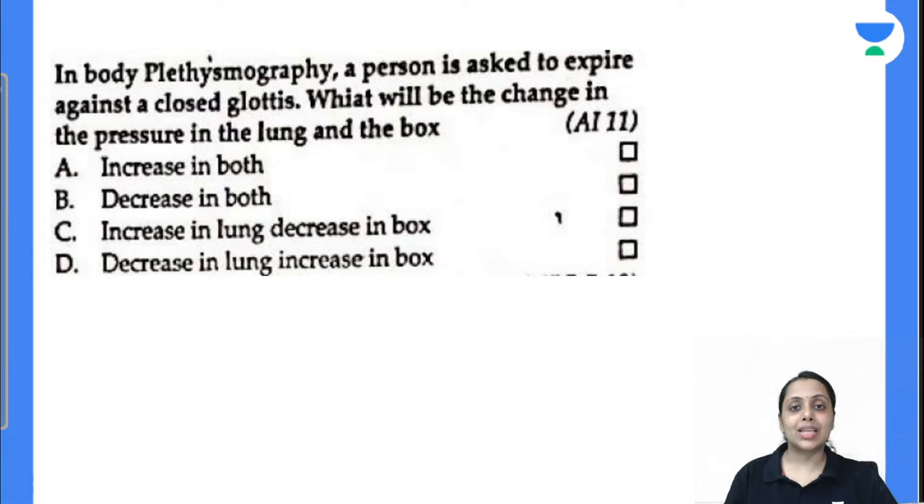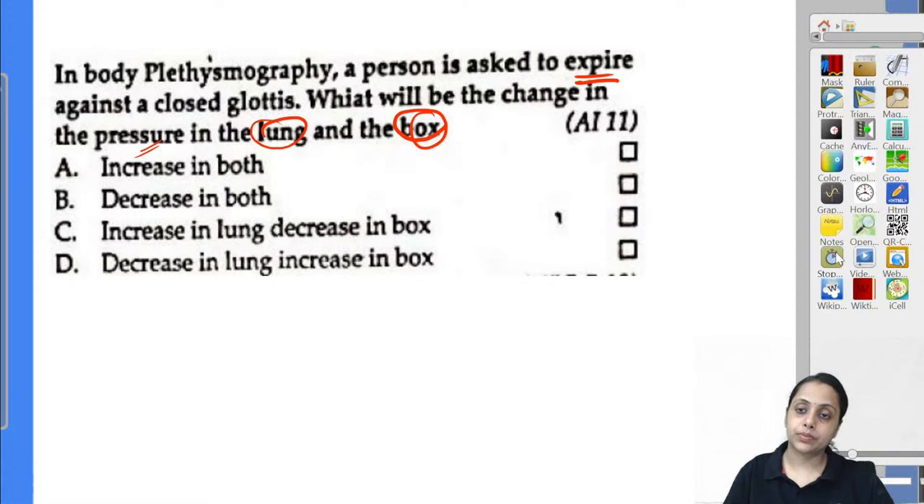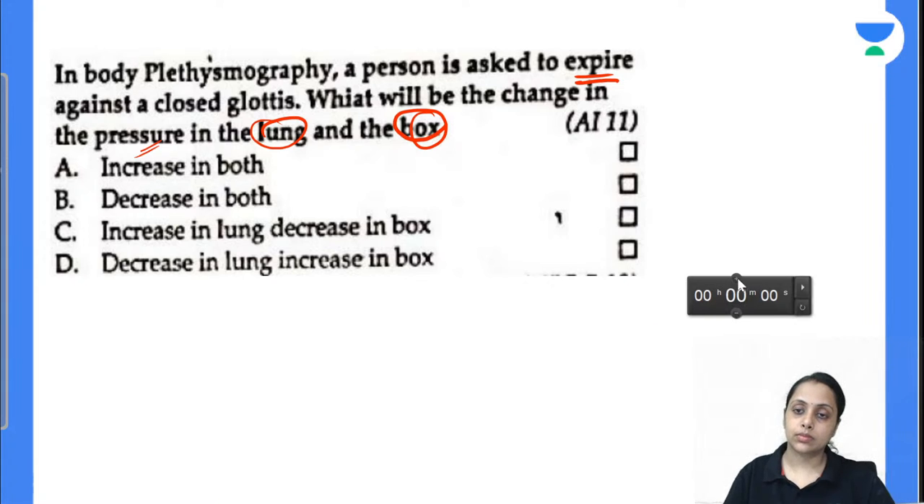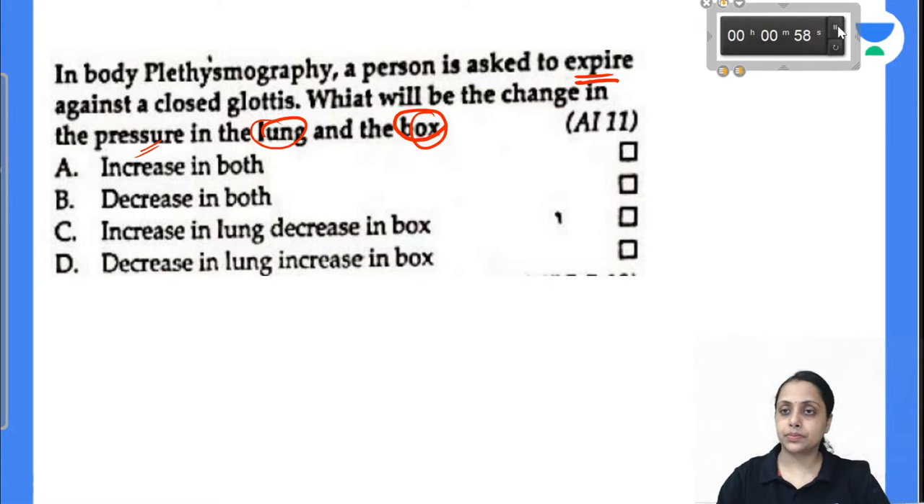In a body plethysmography, a person is asked to expire against a closed glottis. What will be the changes in the pressure at the level of lung and the box? Increases in both, decreases in both. Increases in lung, decreases in box. Decreases in lung, increases in box. Everybody answer this question.